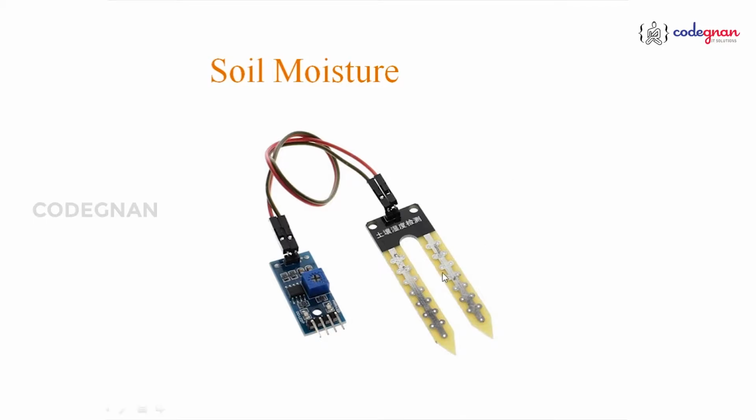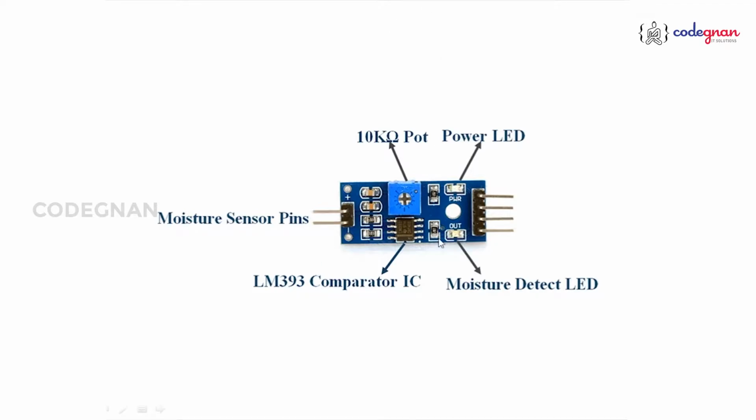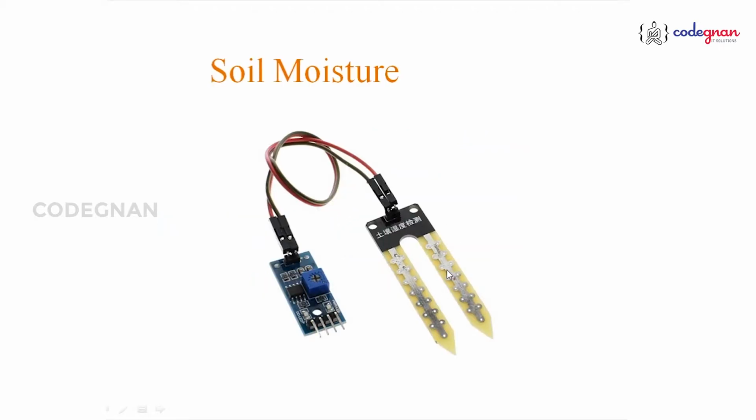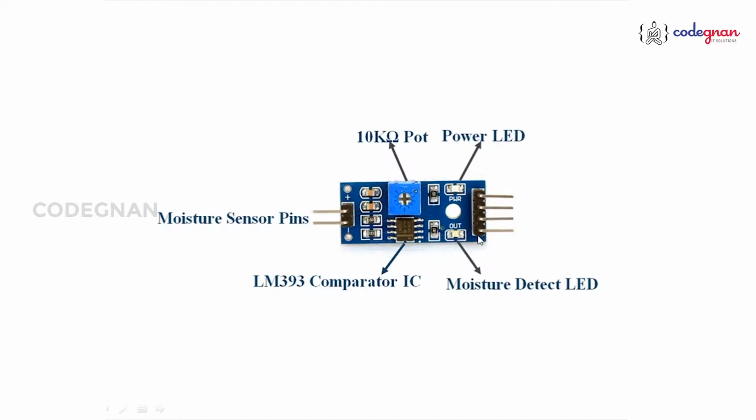It contains two probes and an analog to digital converter. The converter also has a 10K potentiometer that helps us adjust the sensing range of soil moisture. It has two inputs which connect to our soil moisture probes, and it has 4 pins: A0, D0, VCC and ground. In A0 we can get analog values, and in D0 we can get digital values. VCC is directly connected to NodeMCU VIN, and ground is directly connected to NodeMCU ground.